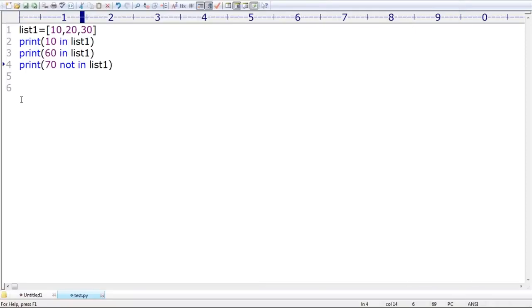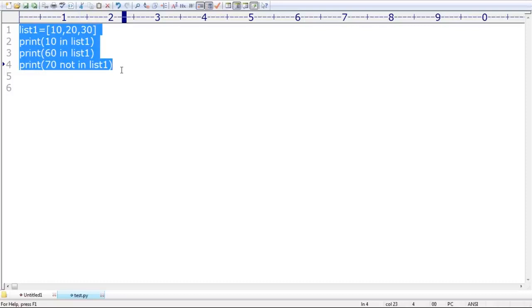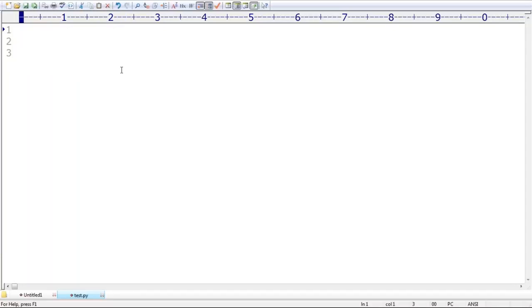Next, what do we require to talk about? The in operator and the not in operator are applicable not only for lists, you can apply them anywhere. Like, I'm taking S is equal to the string "Hello learning Python is very easy". Now this is my string.